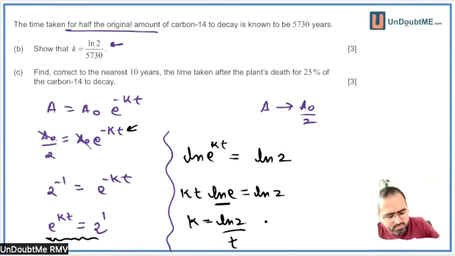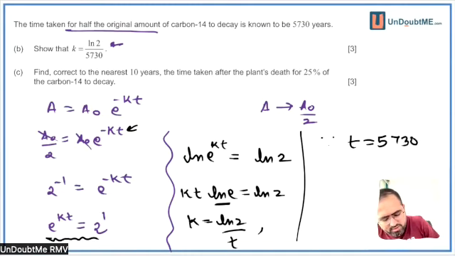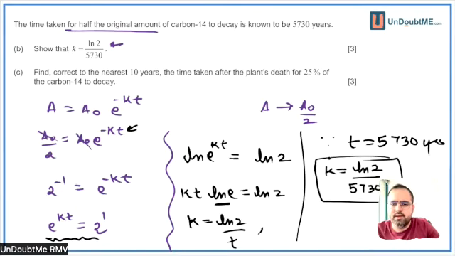Now in the next step, you will write: since t is equal to 5730 years, k will be equal to ln 2 over 5730, hence proved. Like that you can end it. So in the end, you can put the value of t, that is absolutely fine. Now look at all the steps, and if there is any question, you can ask.